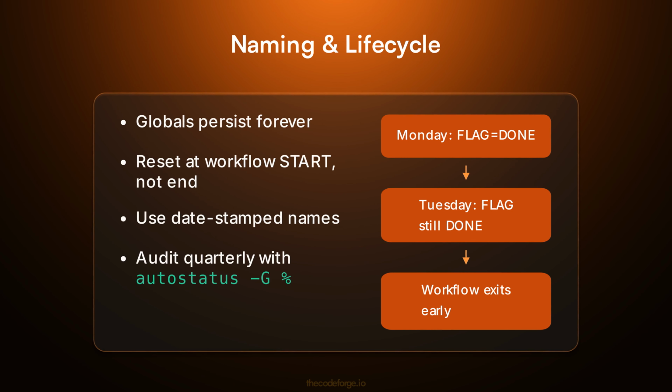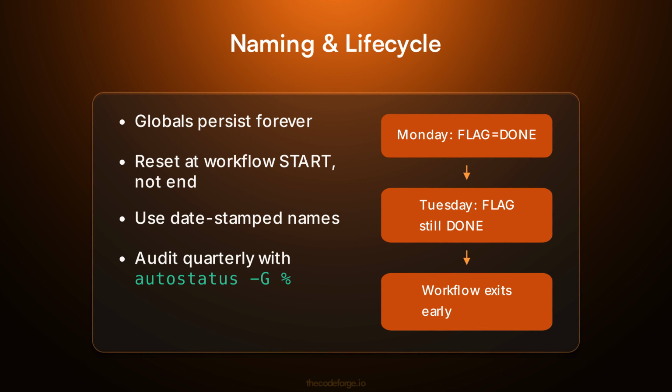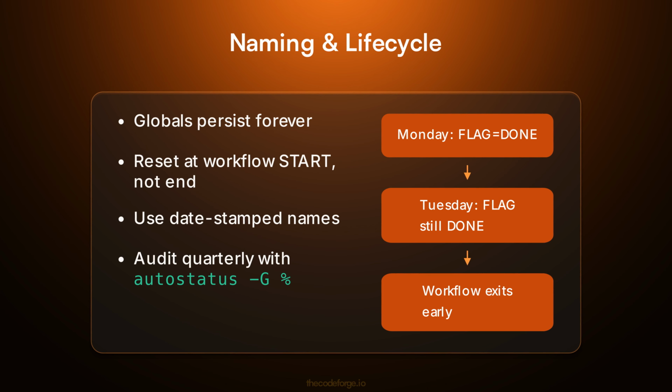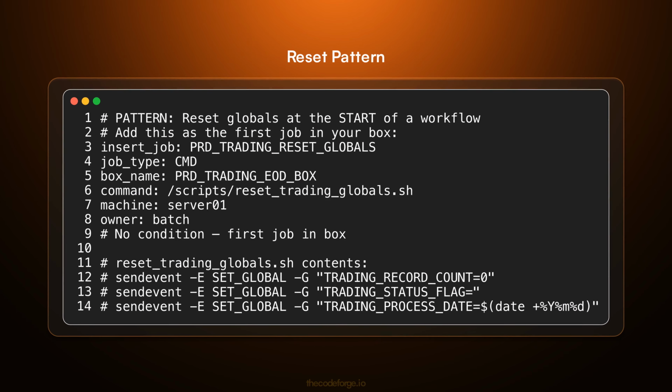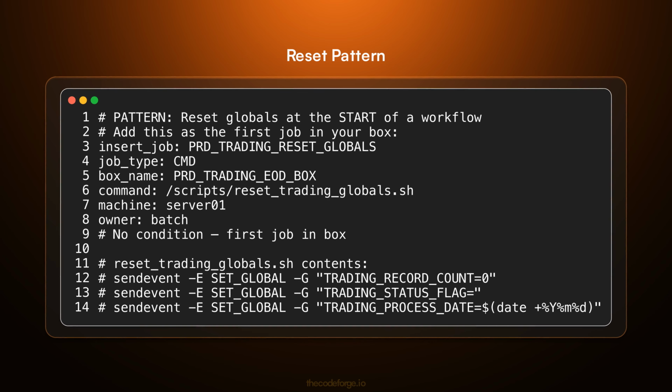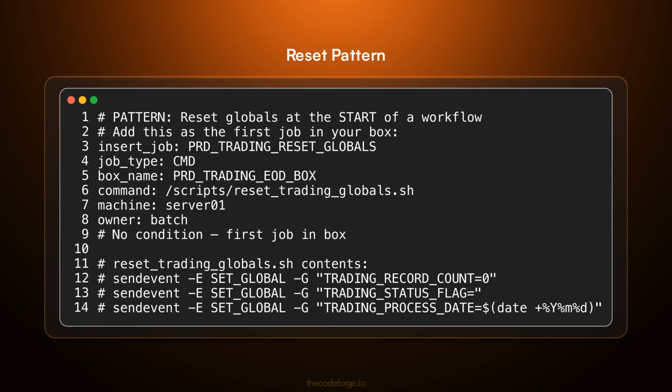Global variables do not reset between runs. A flag set on Monday is still there on Tuesday. That's why you must reset globals at the start of each workflow, not the end. Date-stamped names like count20260319 eliminate stale value bugs entirely. Here's the reset pattern. The first job in your box unconditionally clears all globals the workflow uses. This ensures a clean slate every run.